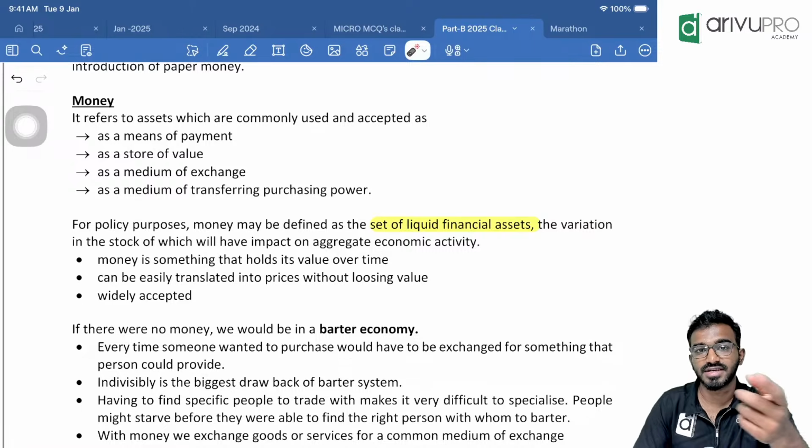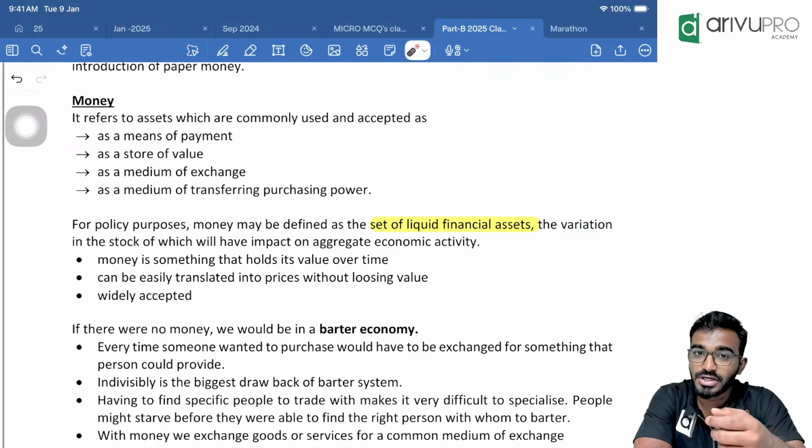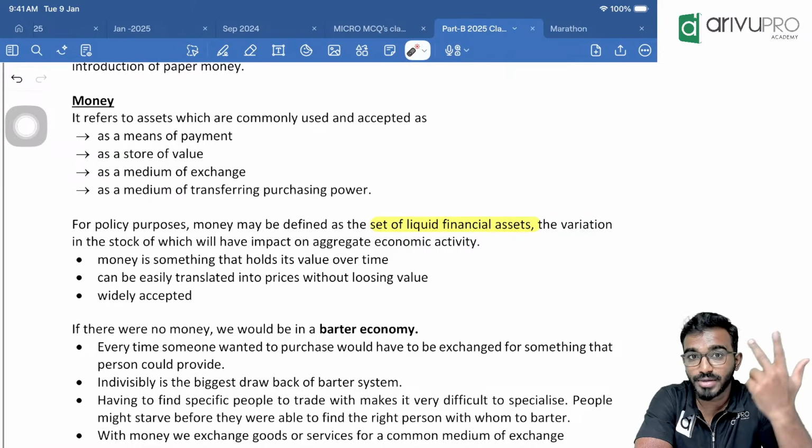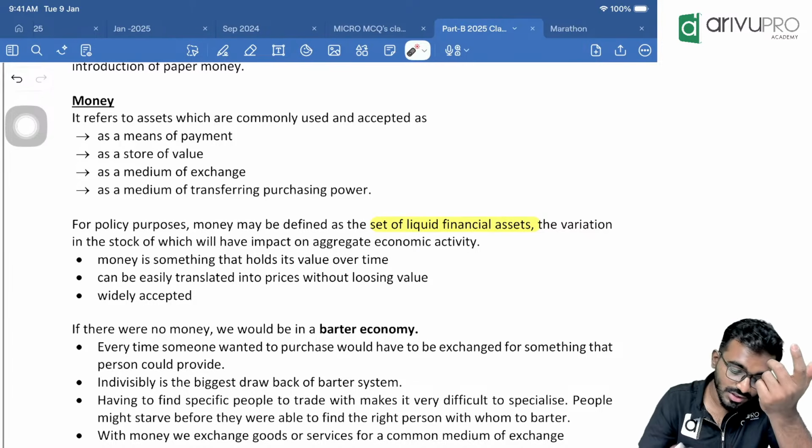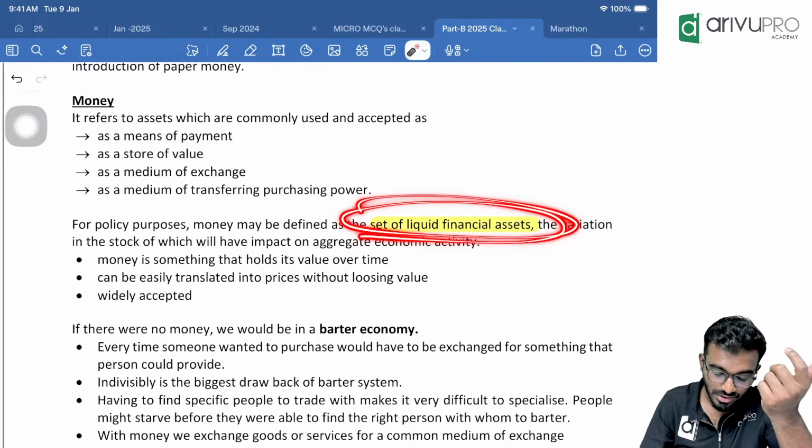But whenever we ask students, what do you mean by money? Sir, money is a standard payment, money is a store of value, medium of exchange. These are all characteristics. So what is money? Money is a set of liquid financial assets.